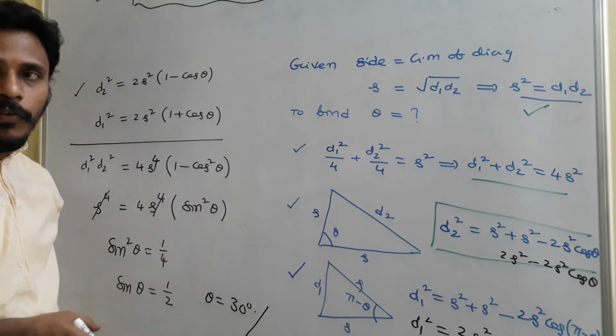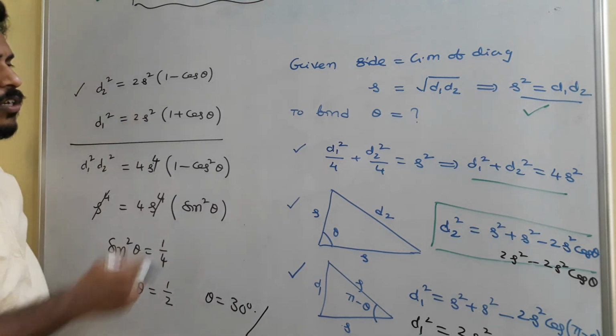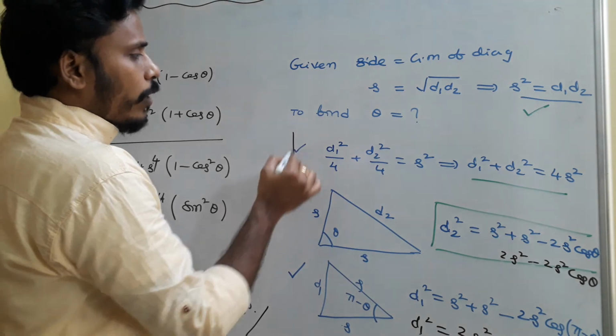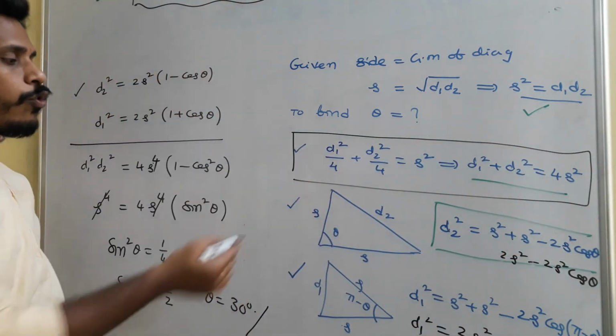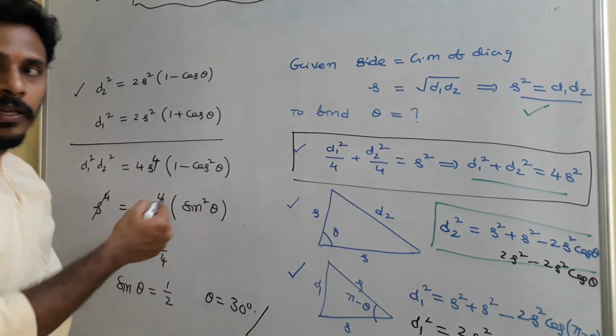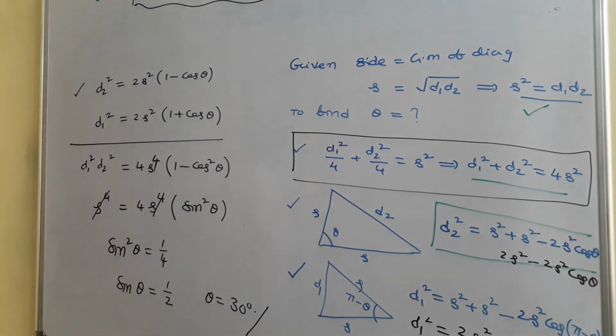So this is a somewhat simple way. In this discussion, we can't use this one. This is just a property of the rhombus, but it is not useful if you solve in this manner. Just have a look at the end. The required angle is 30 degrees.